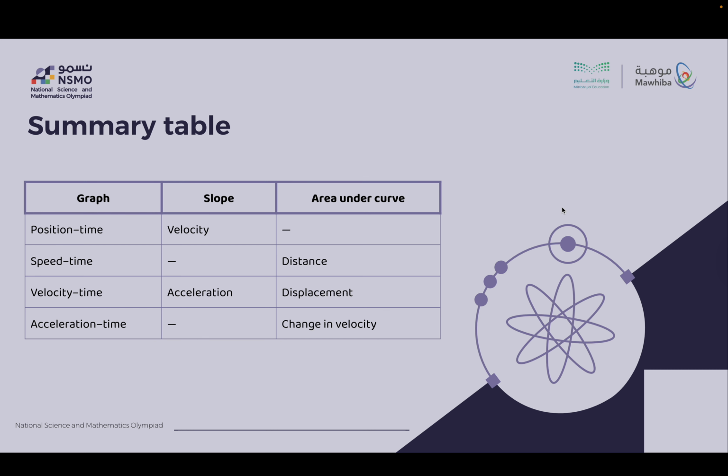This table gives a summary of how we can use the different graphs to get the various quantities that we need to solve kinematics questions. Study it for a bit and try to remember how we use the slope and the area under the curve. But the best way to remember this is to deeply understand that the slope is the ratio between the change in the two quantities, and the area under the curve is the product of the two quantities.